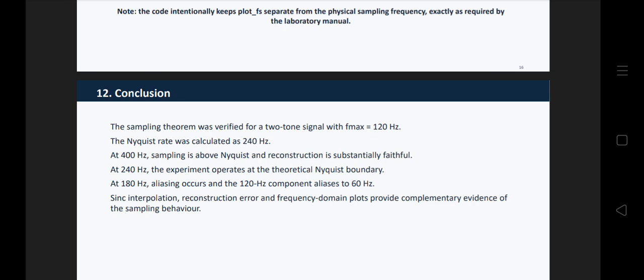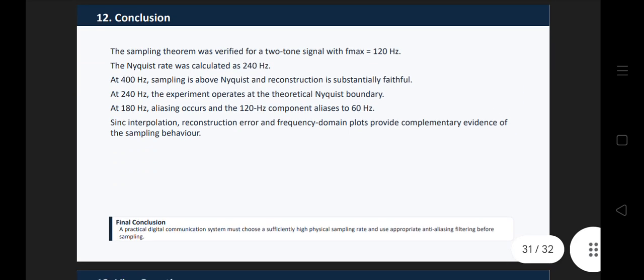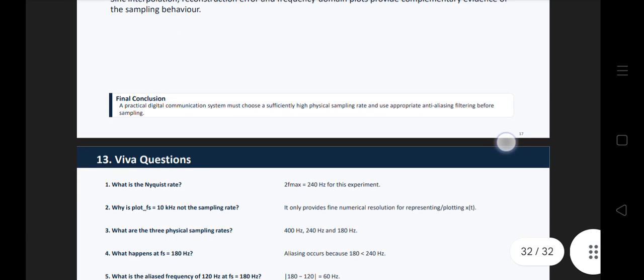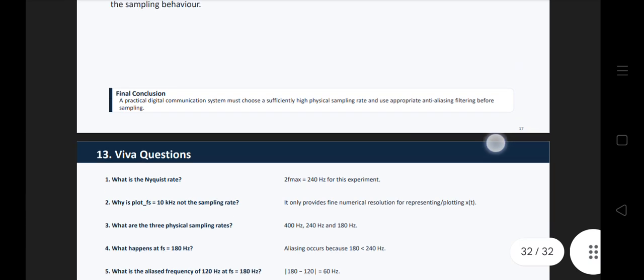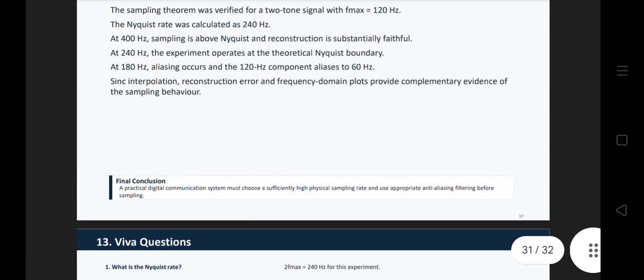Therefore, in a practical digital communication system, we need to choose a sufficiently high physical sampling rate and use an appropriate anti-aliasing filter before sampling.